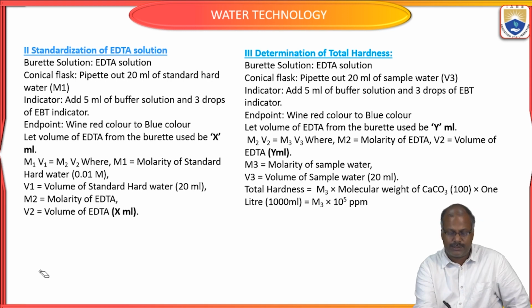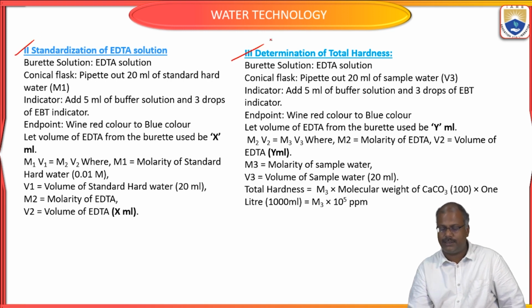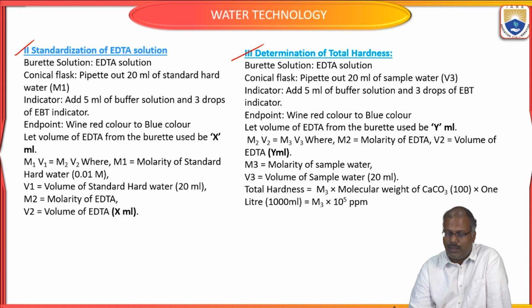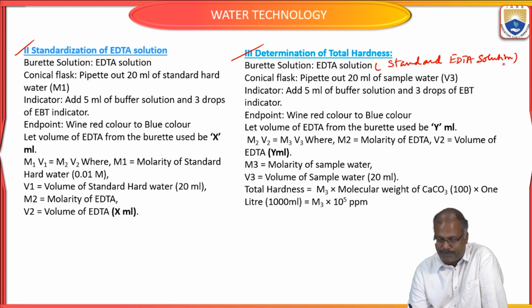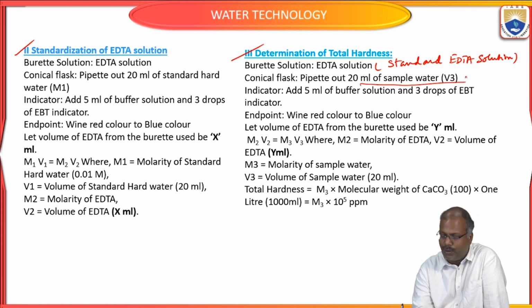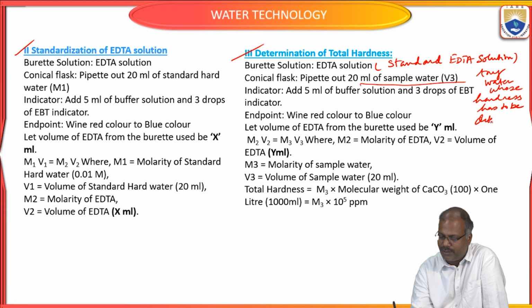Okay, next this is over. Next is the third step, determination of total hardness. So the burette again, this is now standardized, standard EDTA solution whose strength is determined already in the second step. In the conical flask, sample water, any water whose hardness has to be determined. We call it sample water.